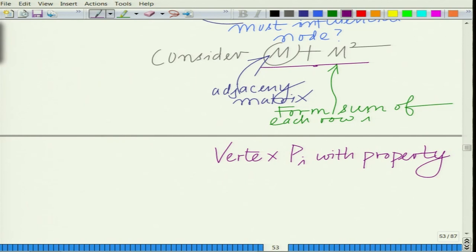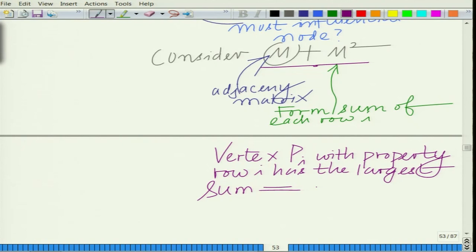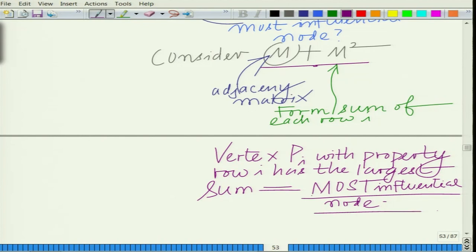that row I has the largest sum, right, the vertex pi with that property is the most influential node. This is a very important property: it is the node that has the most influence in this dominance directed graph. That is the interesting aspect.